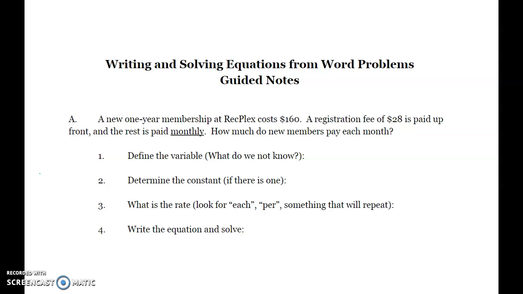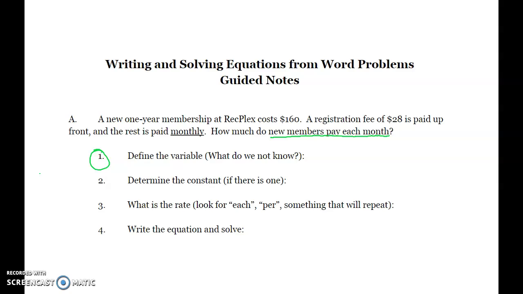So the first thing I want to do is on step 1 right here, and that's define the variable or determine what we don't know. So if I'm looking at this, usually that's from that last question here. So how much do new members pay each month? So new members pay each month.